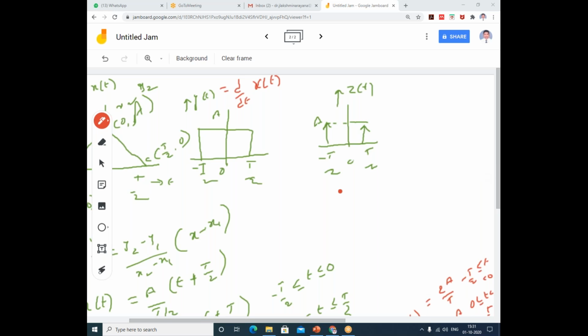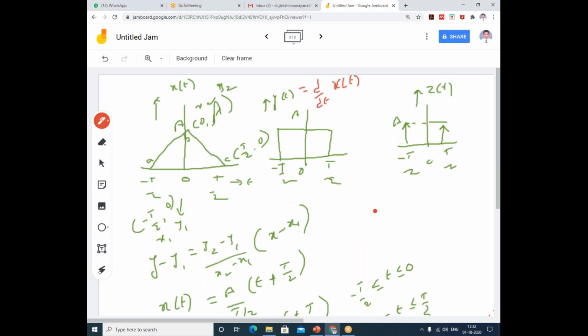Tell me, is it clear up to now? That means if I have a triangular waveform, yes, Jyoti, you want me to repeat that. Yeah, just observe it. I'll repeat it once again for your convenience.